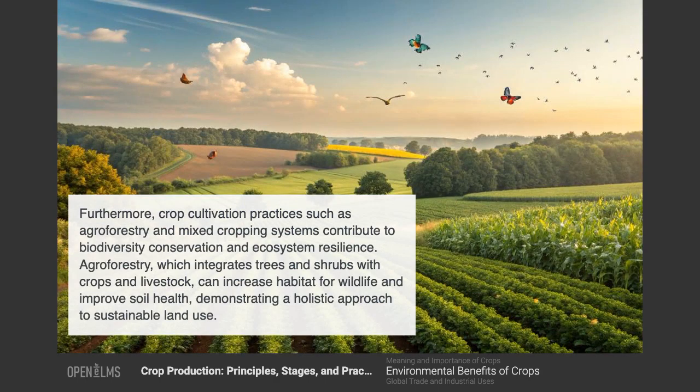Furthermore, crop cultivation practices such as agroforestry and mixed cropping systems contribute to biodiversity conservation and ecosystem resilience. Agroforestry, which integrates trees and shrubs with crops and livestock, can increase habitat for wildlife and improve soil health, demonstrating a holistic approach to sustainable land use.